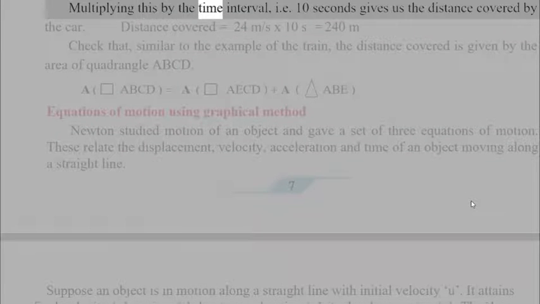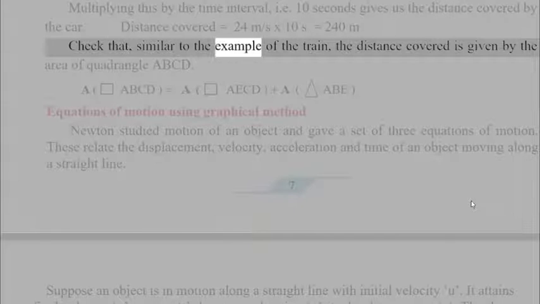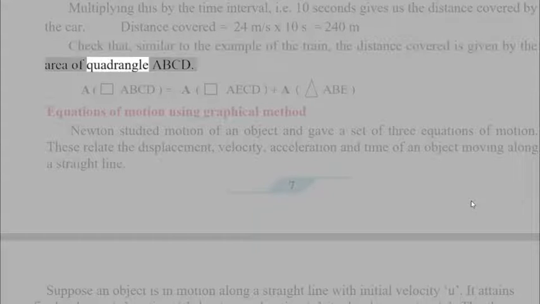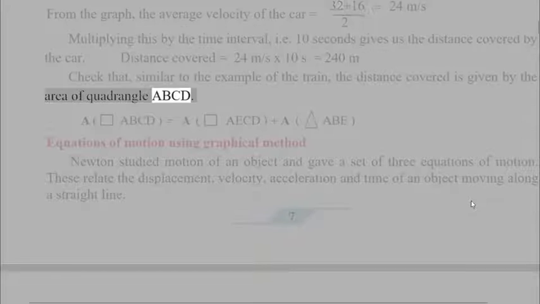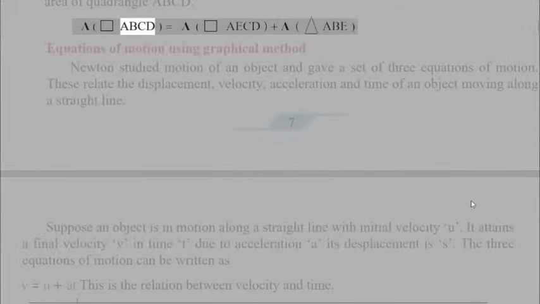Multiplying this by the time interval, i.e. 10 seconds, gives us the distance covered by the car. Distance covered equals 24 m/s × 10 s equals 240 m. Check that, similar to the example of the train, the distance covered is given by the area of quadrangle ABCD. (32 + 16)/2 equals 24 m/s.